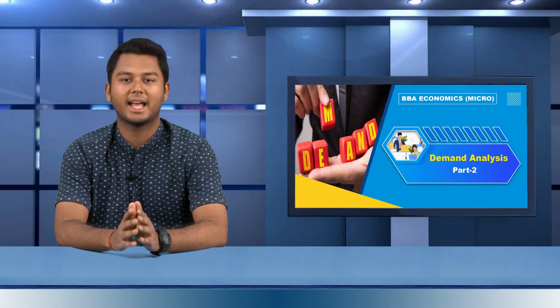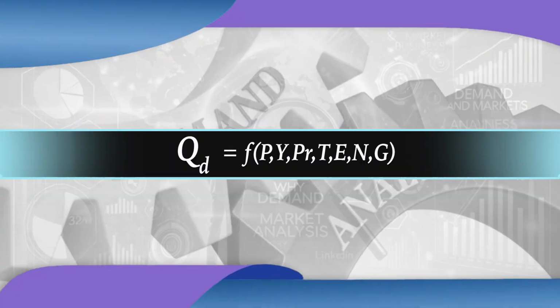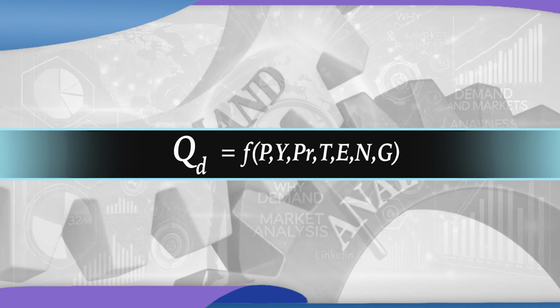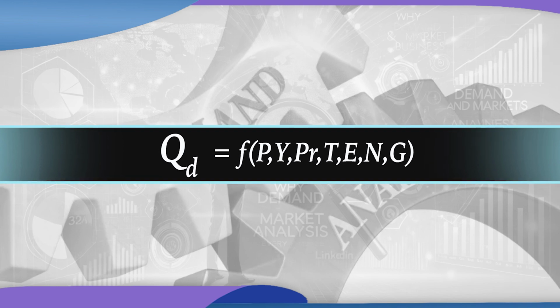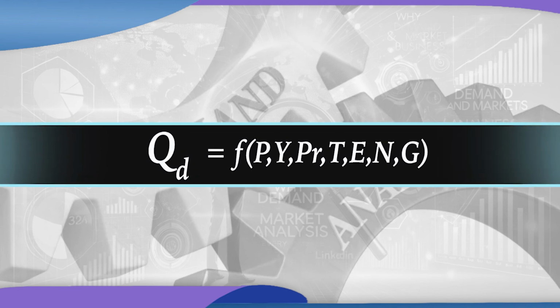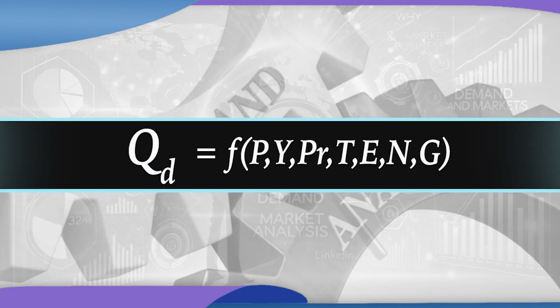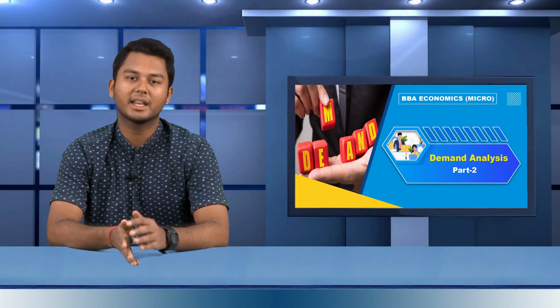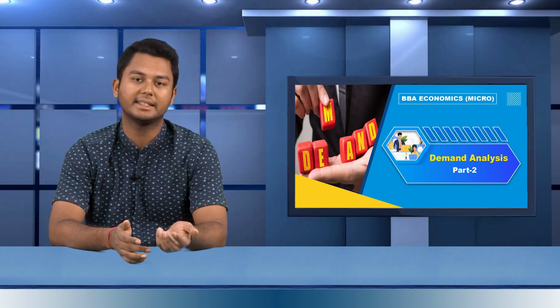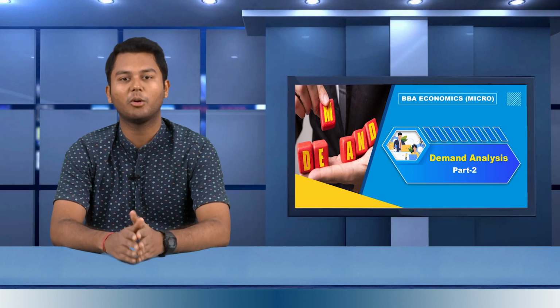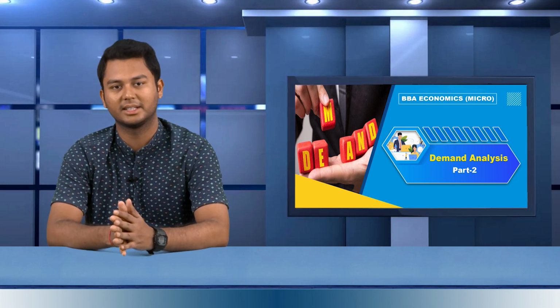The demand function as given is read as QD is equal to f of P, Y, PR, T, E, N and G. So here when you read it as QD is equal to f of, or function of, essentially what a function means is it shows the dependence of one variable on another. The variable on the left hand side that you can see, which is QD, that is quantity demanded, is dependent on all these other factors or other variables.